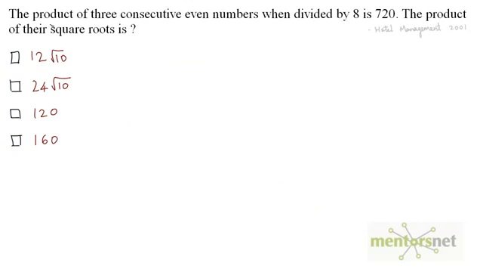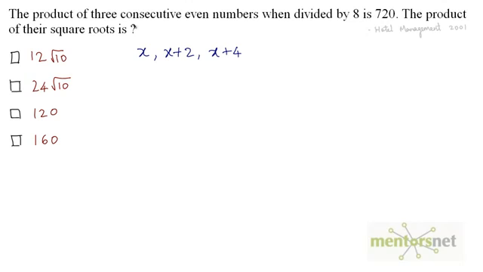Finally, the last question. The product of 3 consecutive even numbers when divided by 8 is 720. The product of their square roots is? So the 3 consecutive even numbers will be, if we take the first even number as x, the next will be 2 greater than that, so x plus 2, and the next will be again 2 greater than that, so x plus 4. So we have the 3 consecutive even numbers.